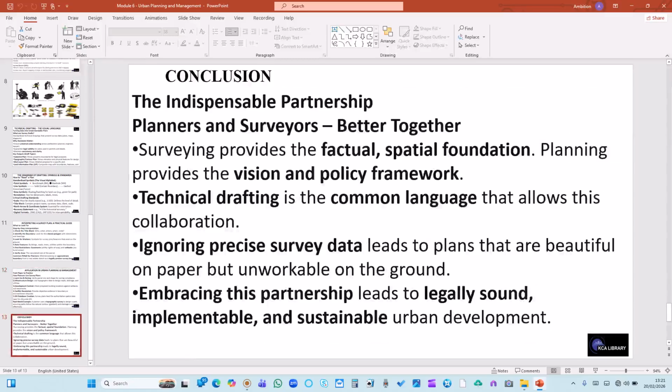In conclusion, the indispensable partnership, that is surveyors and planners, better together. Surveying provides the factual spatial foundation, while planning provides the vision and policy framework. Technical drafting is the common language that allows this collaboration. Ignoring precise survey data leads to plans that are beautiful on paper but unworkable on the ground. Embracing this partnership leads to legally sound, implementable, and sustainable urban development.